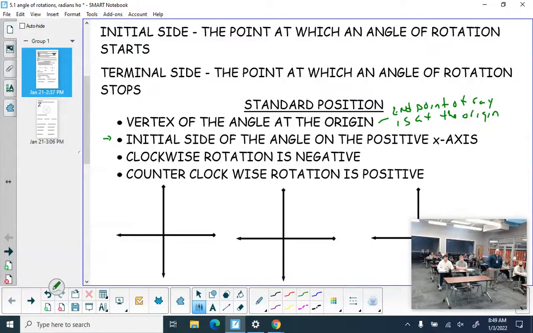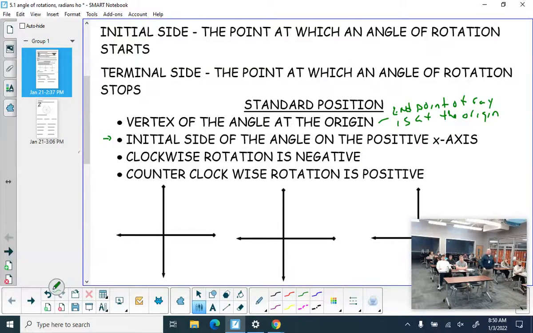Think about if you're loosening or tightening a bolt, or putting a screw into a piece of wood, lefty-loosey, righty-tighty, okay? When you're going righty-tighty, you're going to the right and it's going down into the board, or you're tightening the bolt. When you go counterclockwise, it's going to lift the bolt out, which is going to be a positive rotation here.